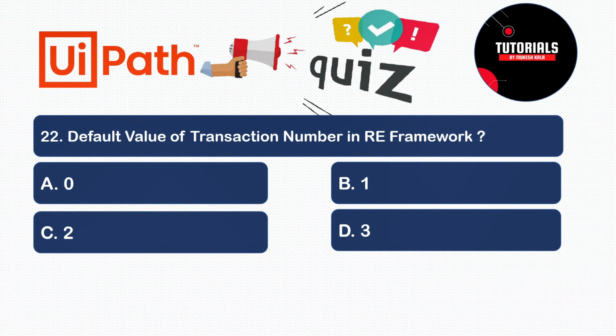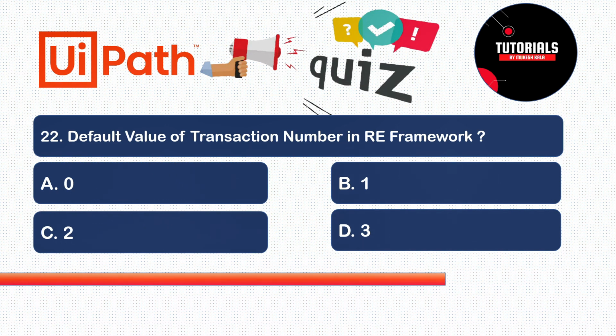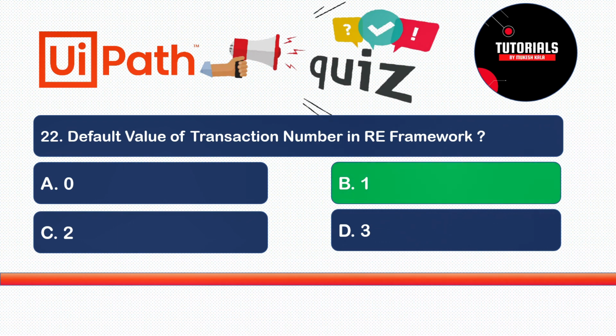Okay, so the next question is the default value of transaction number in REFramework. What is the default value of transaction number in REFramework? Is it 0, 1, 2 or 3? Okay, so REFramework has something which is called transaction number that gets incremented, and the default value of the transaction number is set to 1. This is the number which is responsible for incrementing the transactions and getting the new item either from the queue, from the Excel, from the data table. It has a default value of 1. You will find that in the get transaction data. Okay.